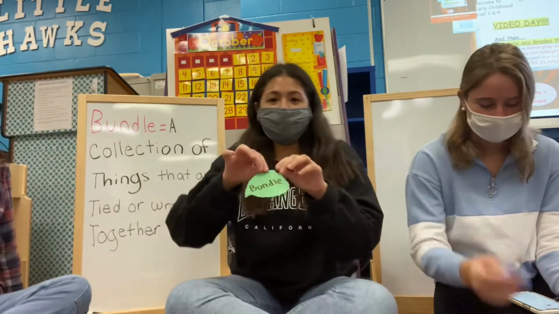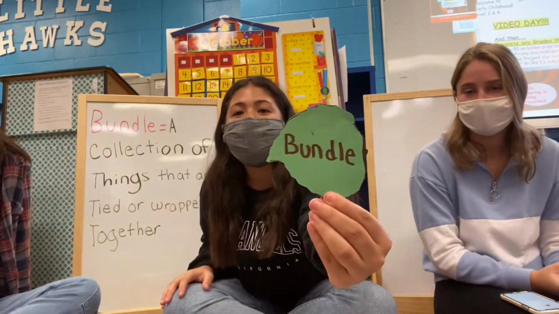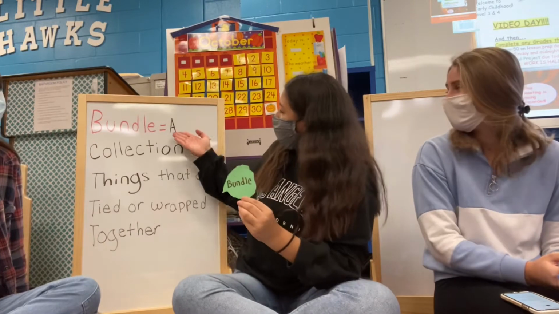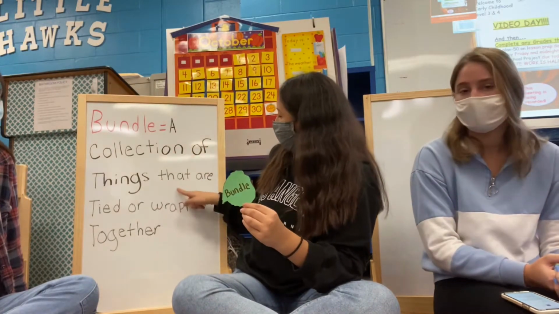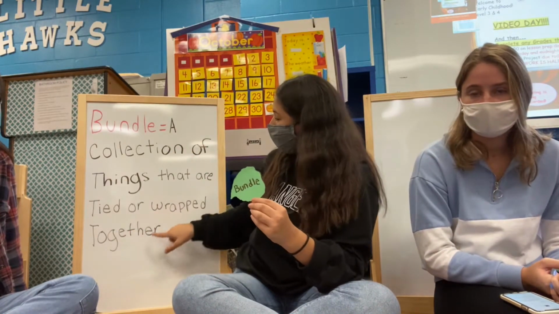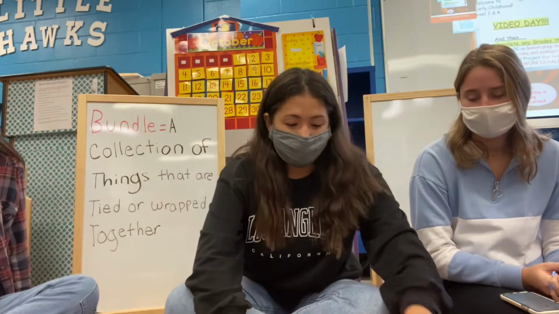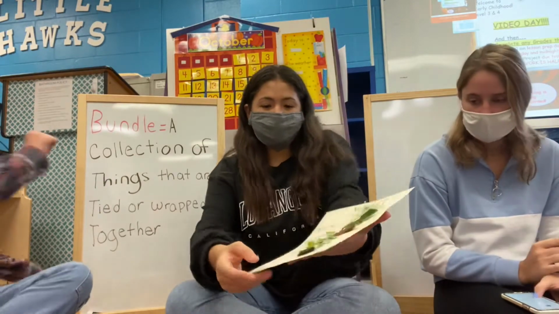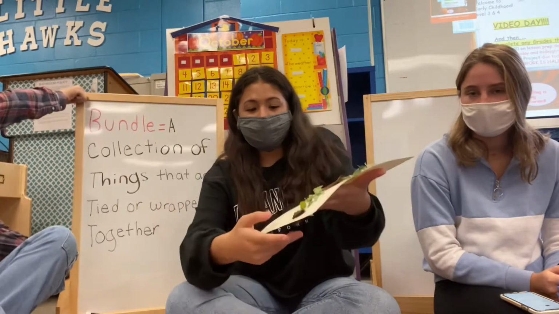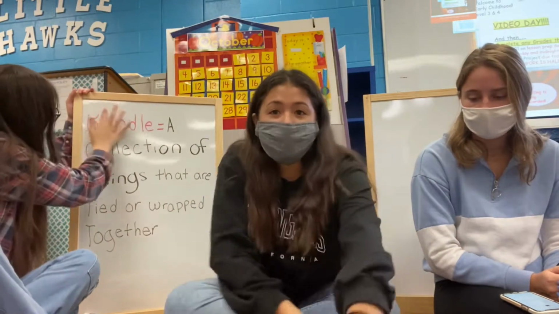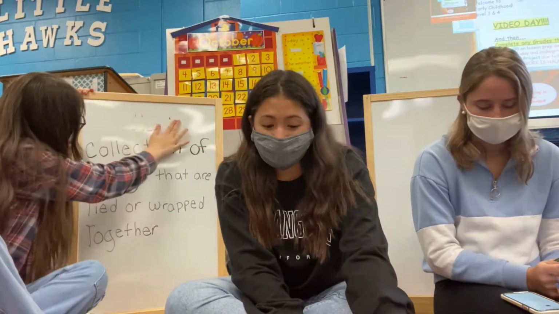So your first vocab word is bundle. A bundle is a collection of things that are tied or wrapped together. So if you get one of these, one of yours might have a bundle of green leaves. So that will be green leaves that are tied and wrapped together.